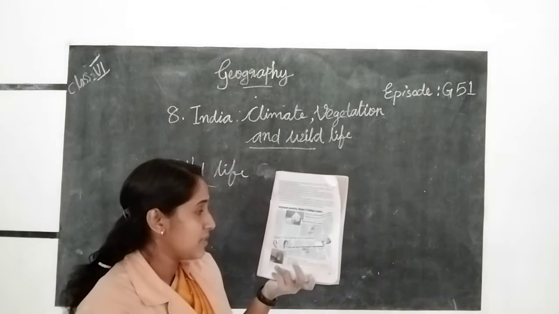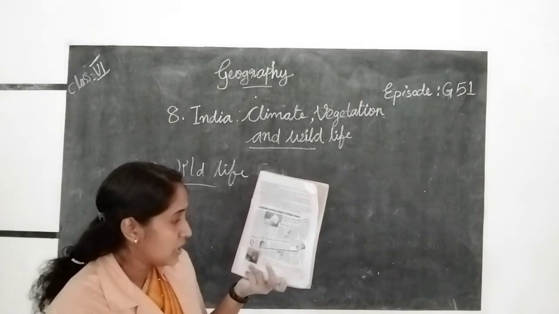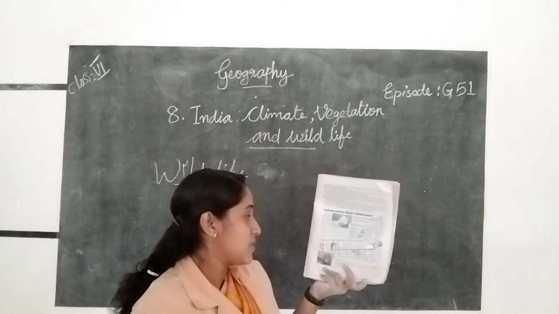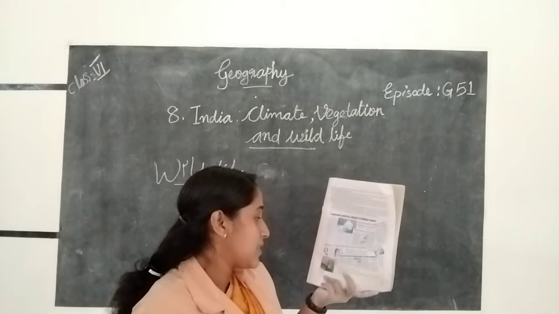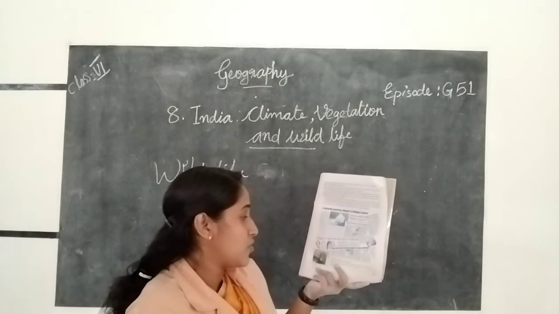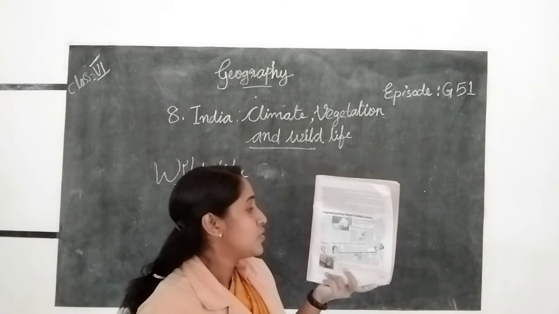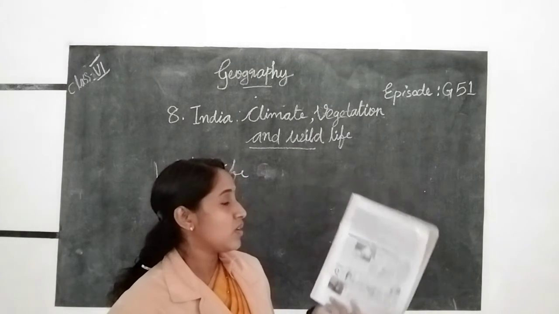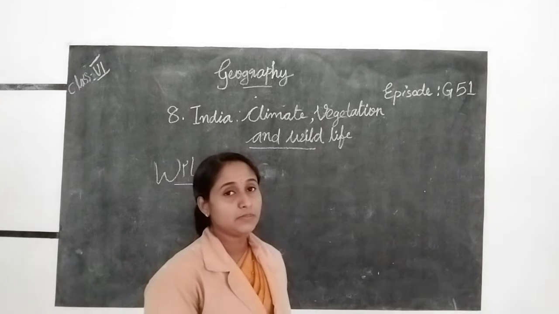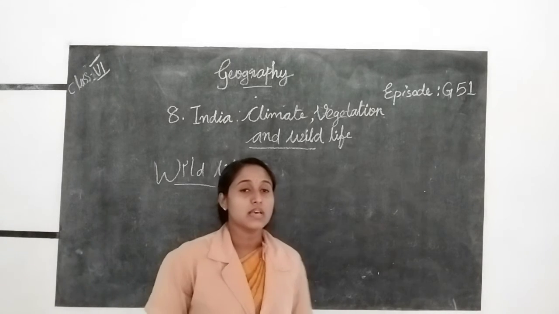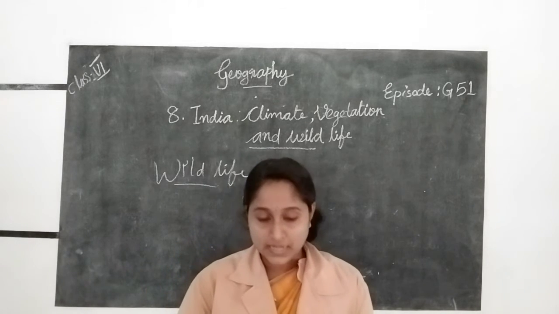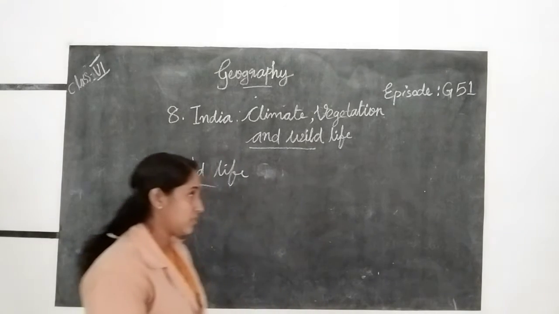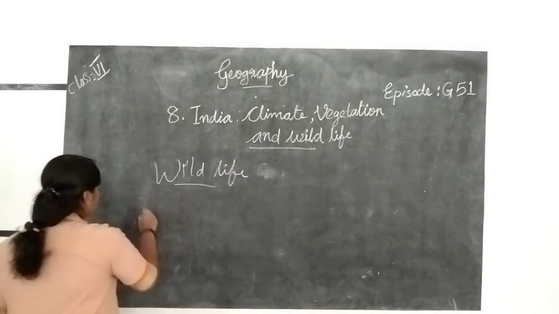Lions pine for grassland. Villages in the tiger reserves must be relocated. Tiger deaths: have we done enough to check poaching? So this also shows that problems actually happen in wildlife. Because of these problems, the government implemented several programs and also set up national parks and sanctuaries.